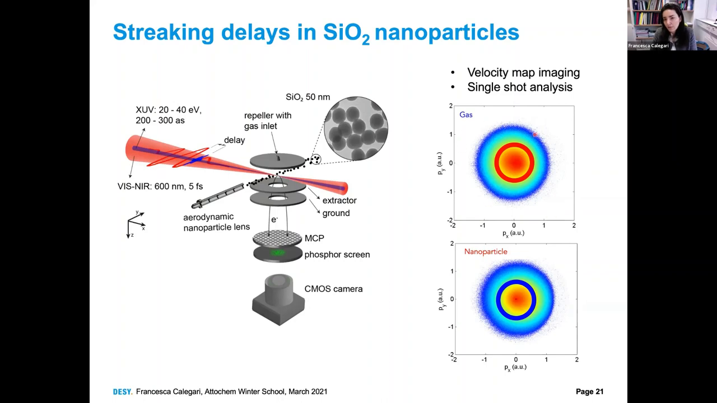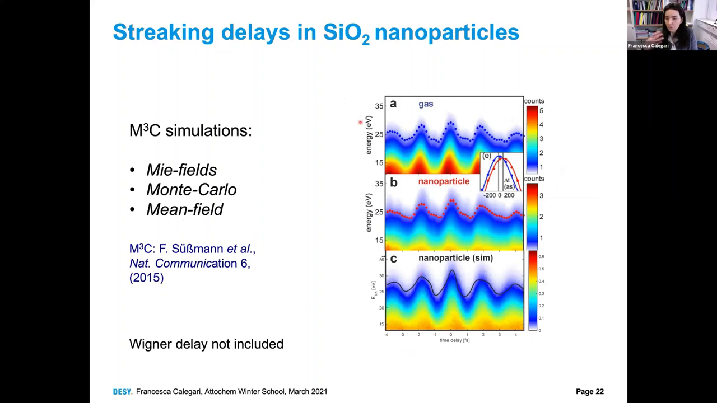When you hit the gas, you have basically a symmetric angular distribution of the photoelectrons. When you hit the nanoparticle, then you can recognize it because this becomes immediately asymmetric, due to the extended size of the nanoparticles and then the sensitivity you have on the direction of the impinging light on the nanoparticle. So you can measure this photoangular distribution as a function of the delay between the XUV and the IR probe pulse, and extract the streaking trace, as I was showing you before. And then you can immediately see that the streaking trace of the gas with respect to the nanoparticles is indeed delayed.